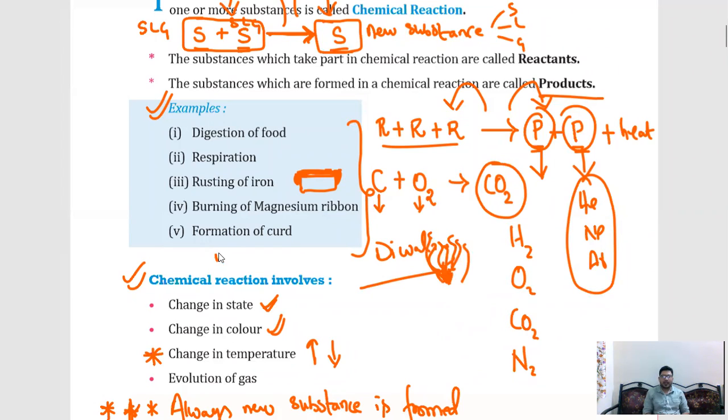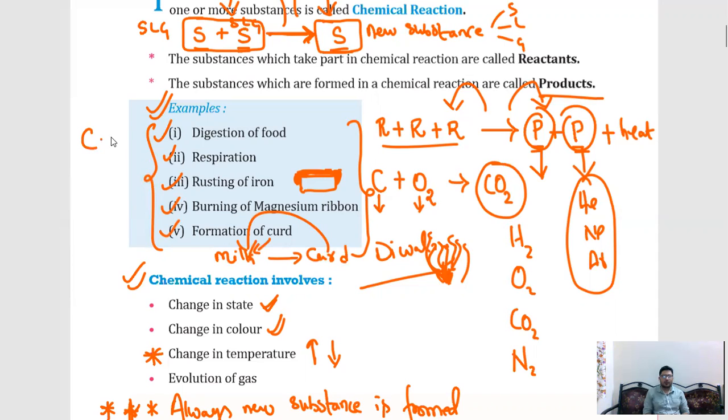Formation of curd. Take milk, add some amount of curd to it, and that milk will become curd. Again, you cannot reverse that curd to milk. So what are the examples we have taken? Digestion of food, respiration, rusting of iron, burning of magnesium, formation of curd. These all are chemical changes.